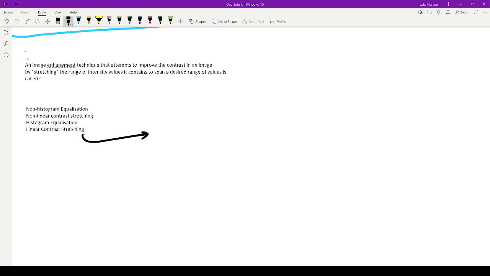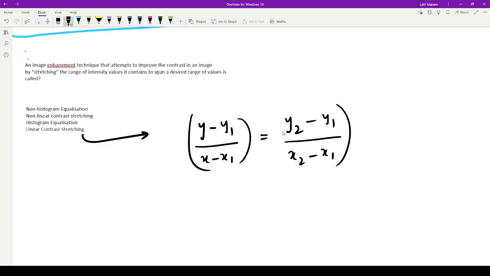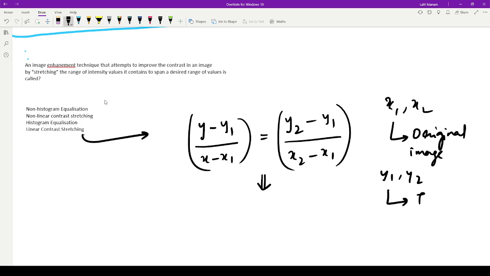So it's a very simple formula that people generally read in class 7 or 8. It's like y minus y1 upon x minus x1 is equal to the tangent, the slope, from some other point, y2 minus y1 upon x2 minus x1. For our specific purpose, x1, x2 is a different space, y1, y2 is a different space. So x1, x2 comes from the original image, and y1, y2 comes from the transform.